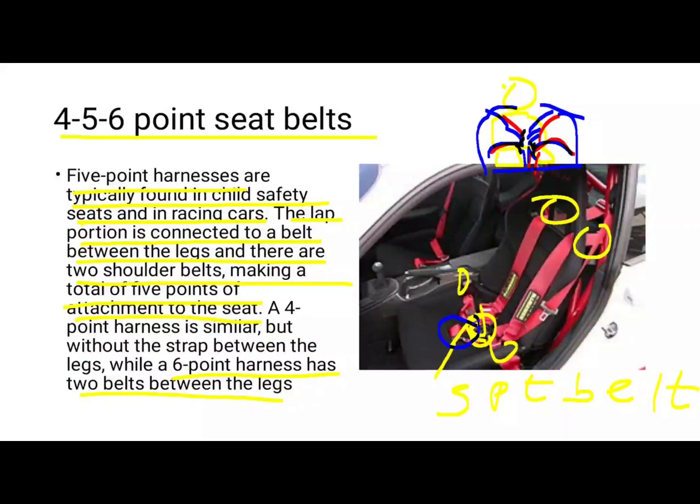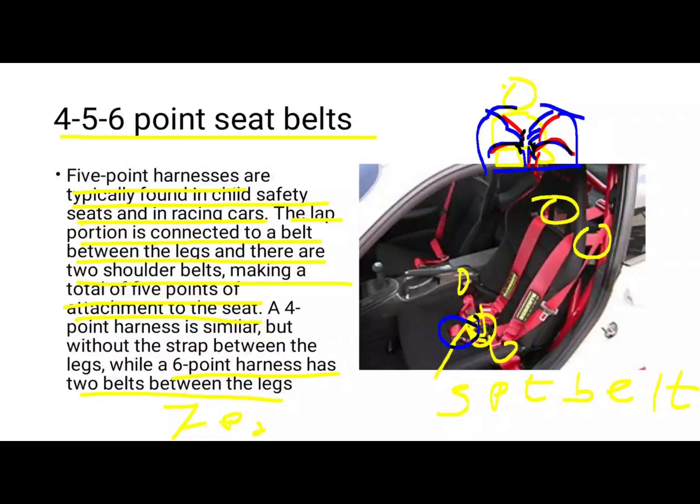Now what are the applications, where are these used? Actually this topic is not given in your textbook, but many times the question is asked about 4, 5, 6 point seat belts. So I am covering this topic as extra. There is also a 7-point seat belt, which we are going to discuss. First we will cover this topic.